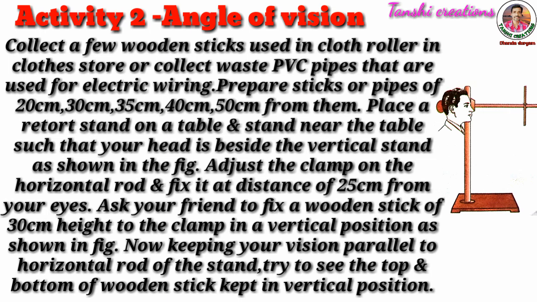Adjust the clamp on the horizontal rod and fix it at a distance of 25 centimeters from your eyes. Ask your friend to fix a wooden stick of 35 centimeter height to the clamp in a vertical position as shown in the figure. Now, keeping your vision parallel to the horizontal rod of the stand, try to see the top and bottom of the wooden stick kept in a vertical position.